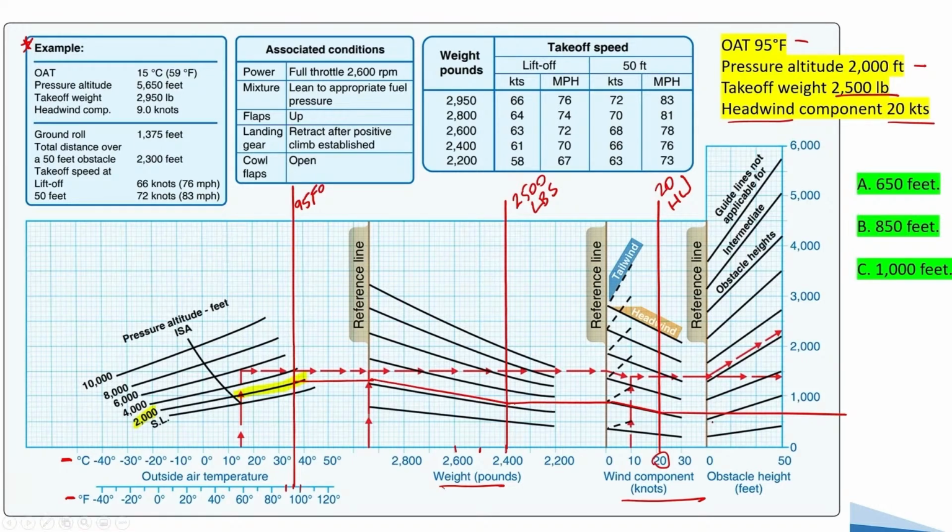Now very simply, if I need to clear a 50-foot obstacle, from the reference line I follow this up, and whatever this value is right there, that is to clear a 50-foot obstacle, and this value right there is going to be your ground roll.